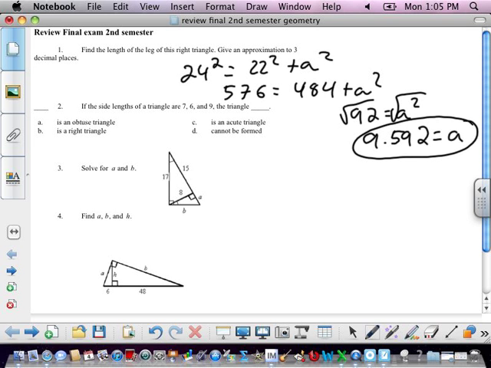All right. If the side lengths of a triangle are 7, 6, and 9, what kind of triangle is it? Is it obtuse, right, acute, or can't be formed? It's acute. Right, because we take 7 plus 6, and we see what it is to 9. 7 squared plus 6 squared, 9 squared. So, if we get 49 plus 36, we get 85, and we get 81. Well, I know the hypotenuse is bigger than the other two sides, so I know it's acute.